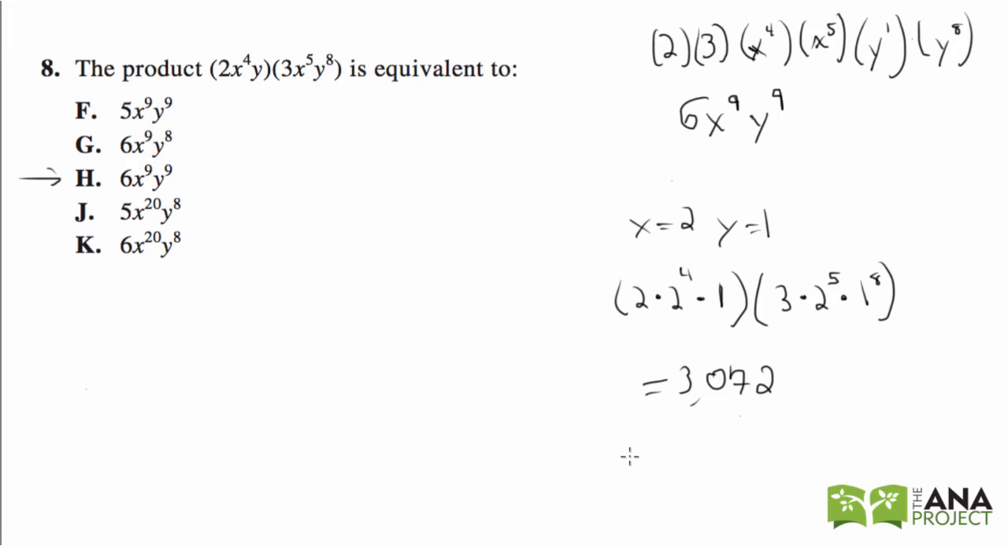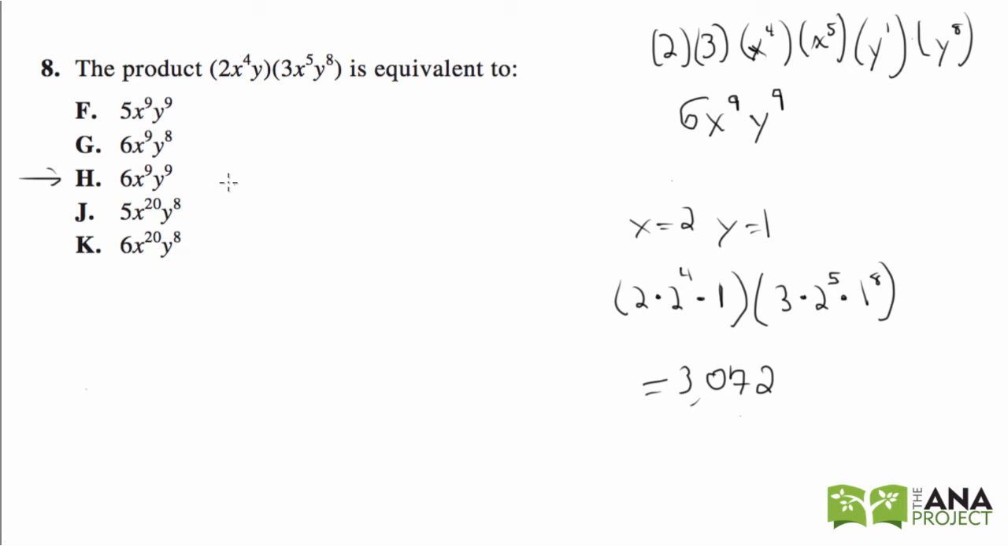So 3072. Then we have to go through these answer choices to see which one matches 3072. Again, we have to plug in x equals 2 and y equals 1. You see how much more time consuming this is? That's why for a problem like number 8, it's just a lot easier to multiply out the exponents. So let's say we didn't know it's H. I would still start in the middle because it looks like it's increasing. We could start in the middle, and if that's not the answer, we could go up and down.